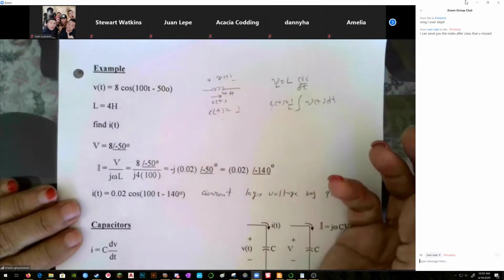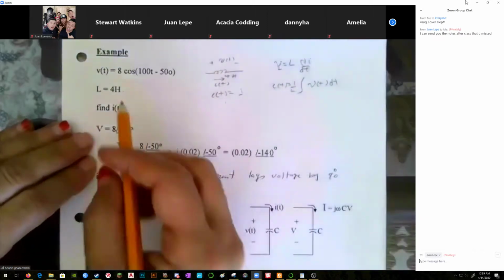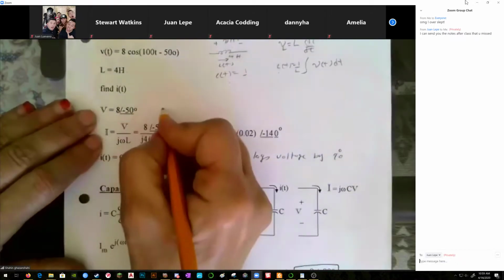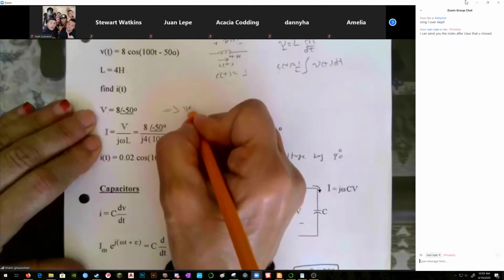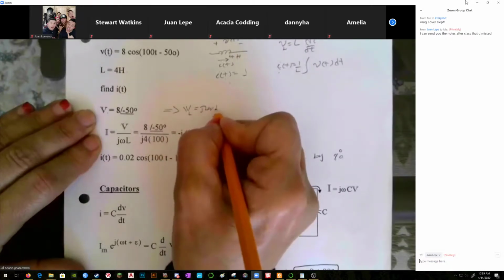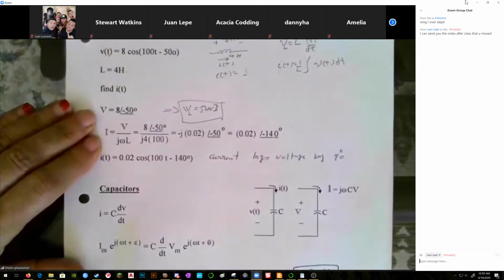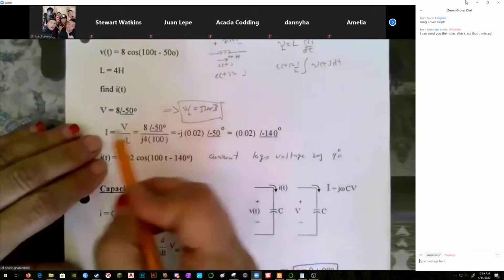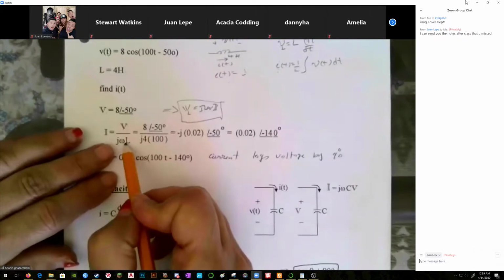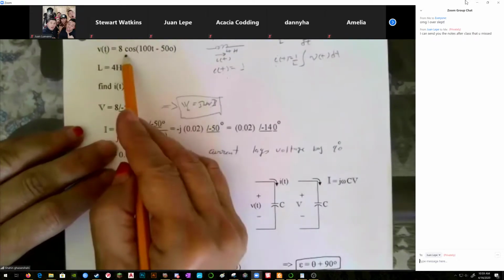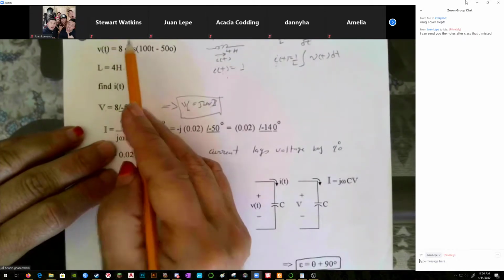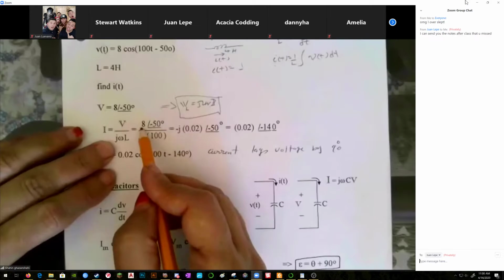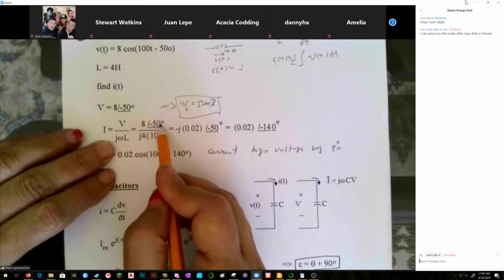But what you do in the phasor, you change the voltage to phasor voltage, correct? From the previous page, you saw that V_L is jL omega I. That's the only thing you need to know. It's an algebraic relation, correct? So what is the I? V divided by jL omega. You change the voltage to phasor. This is a cosine, which is okay. It is positive, which is okay. The angle is what? Negative 50.